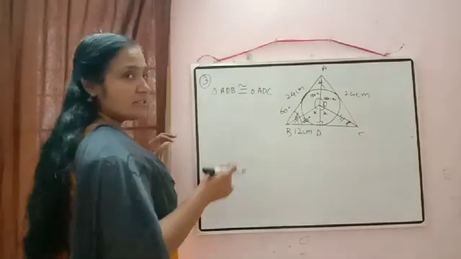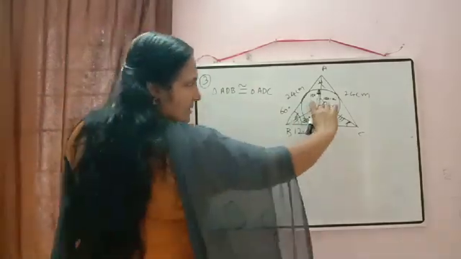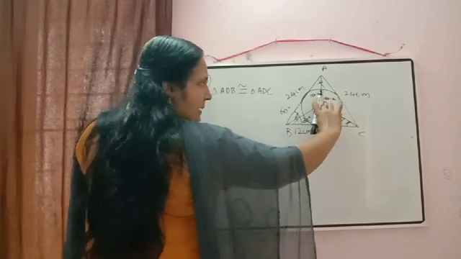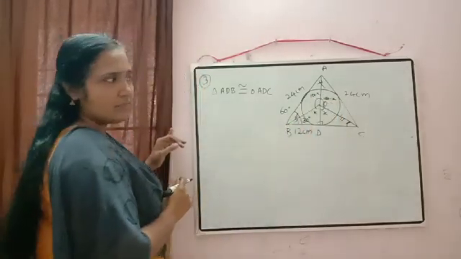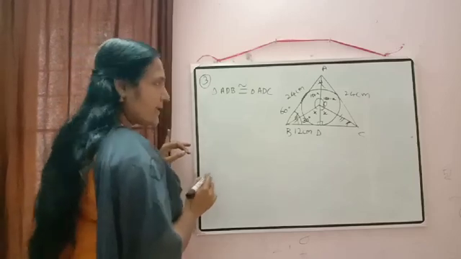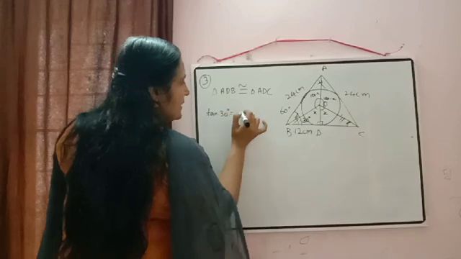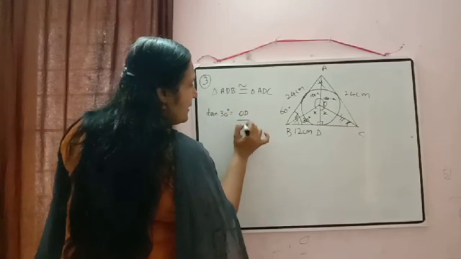Now just to check which trigonometric ratio we will use here. This is the hypotenuse. The base is given and the perpendicular we have to calculate. Which ratio? Yes, correct, tan. So we will write down there: tan 30 degree is equal to OD by BD.